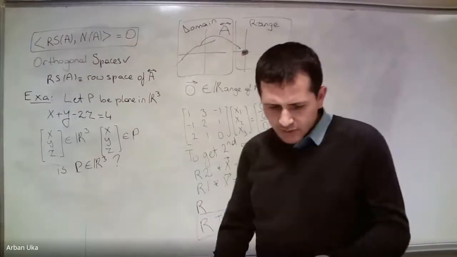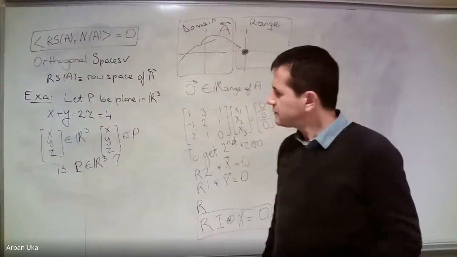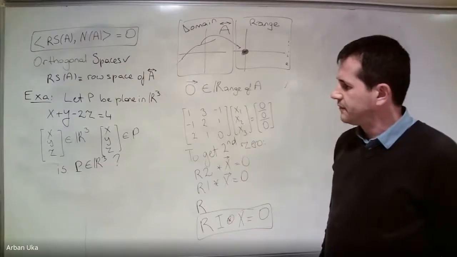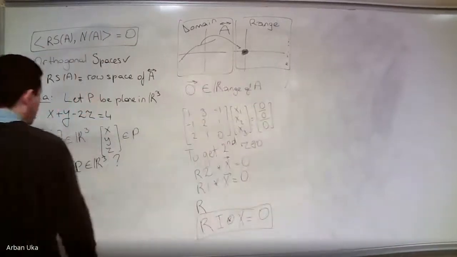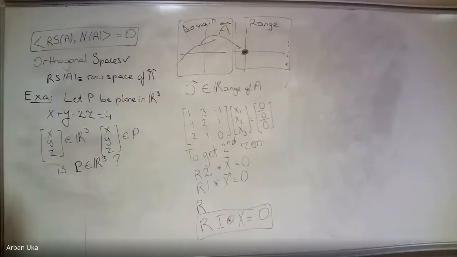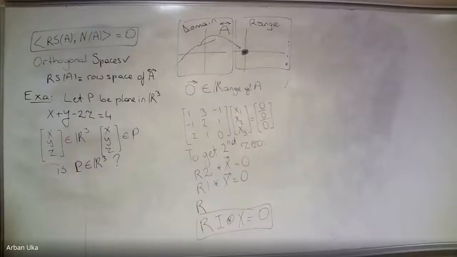Well, we can try to write the plane in vector form. Yes, we write it in vector form. We check if the subspace defined by the vector form is part of R3. Okay, let's do it.